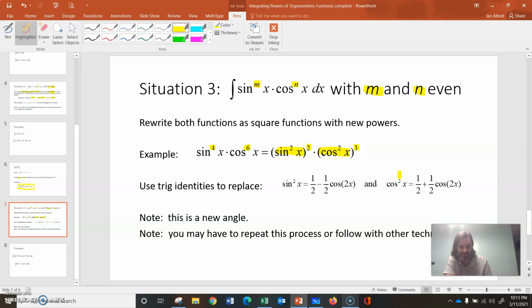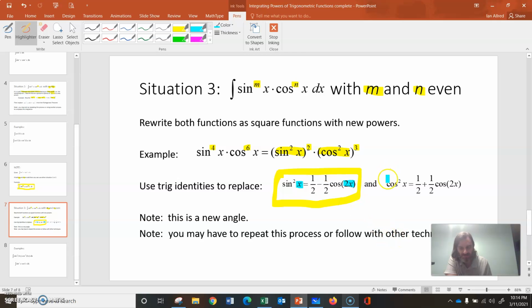Now, I'm not going to use the Pythagorean theorem here. I'm going to use what are called double angle identities, and they're written differently in different places. The way I have them written here seems to work best for me. One of the identities is you can change sine squared into 1/2 minus 1/2 cosine of 2x. Notice that changed the sine squared into some relationship of cosine 2x. So it doubled the angle. That's very important. The angle was x, and now it's 2x.